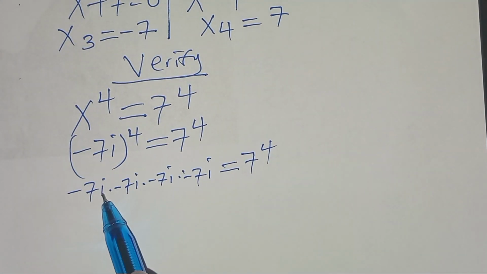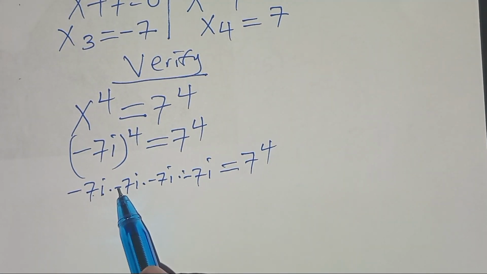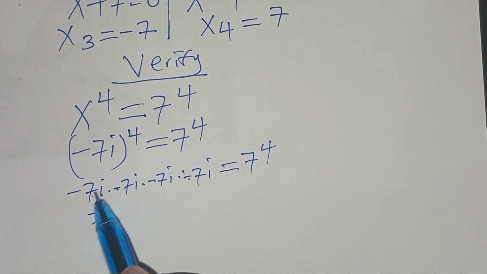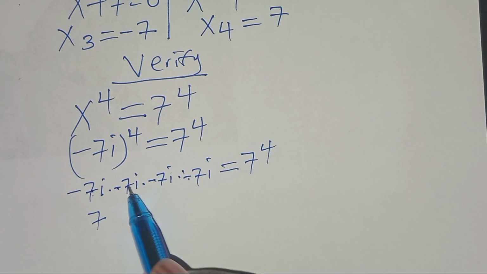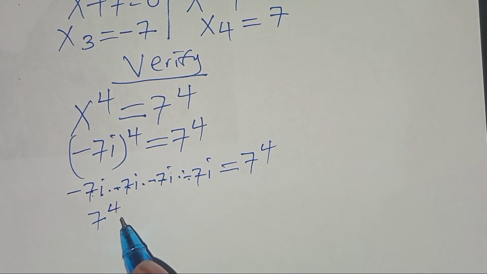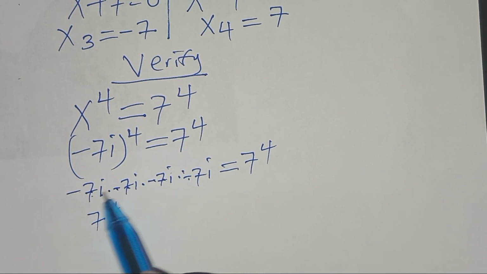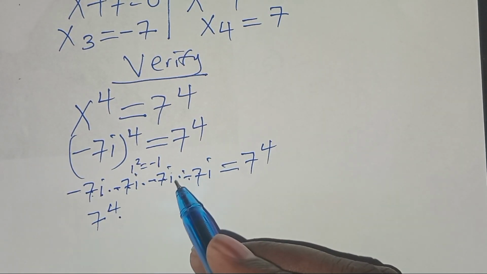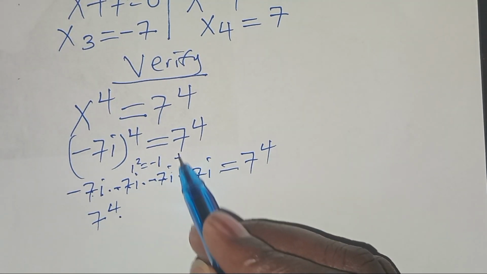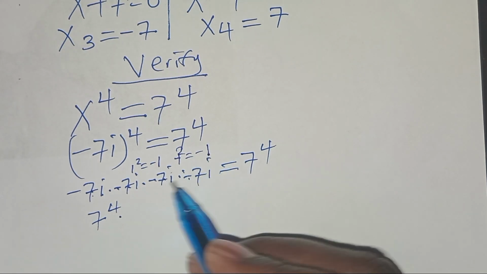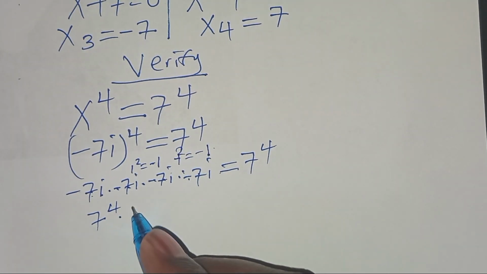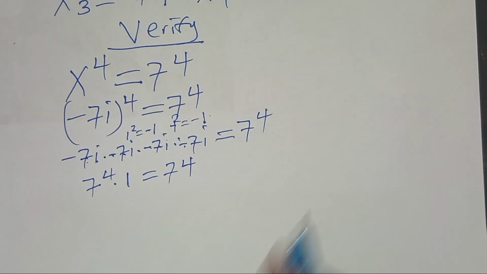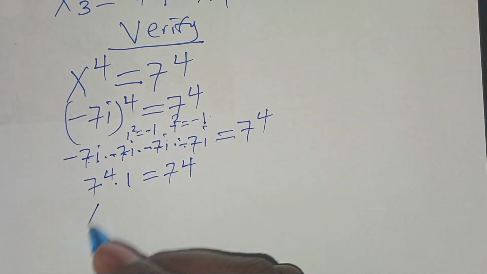So here we have negative times negative times negative times negative, which becomes positive. We have 7 times 7 times 7 times 7, which is 7 to the power 4, multiplied by i times i, that is i squared, which is equal to negative 1. And we have i times i, which is also i squared, negative 1. So negative 1 times negative 1 is equal to 1. So this is equal to 7 to the power 4. So that means that x1 satisfies the equation.